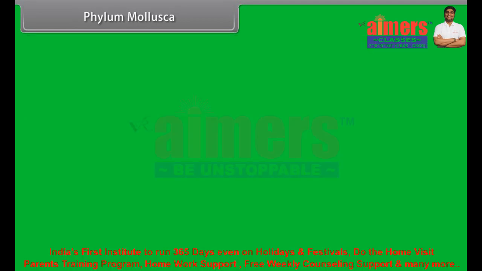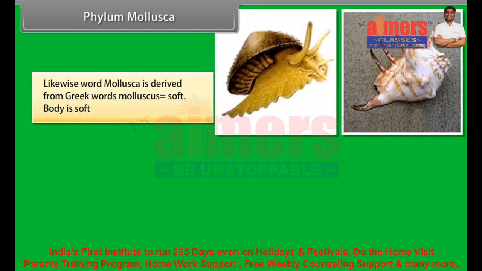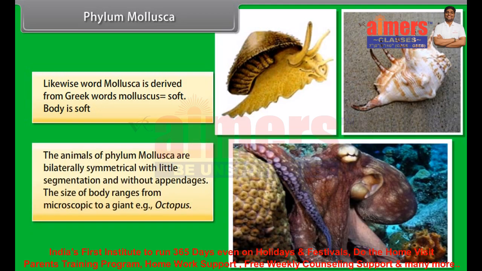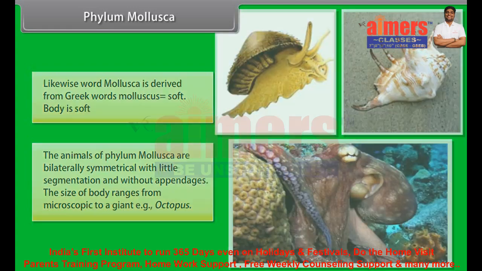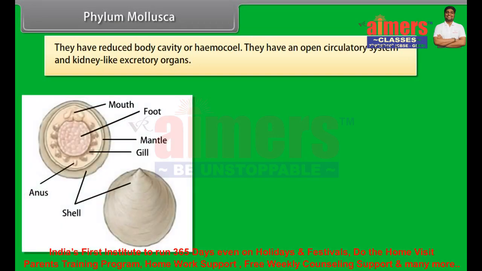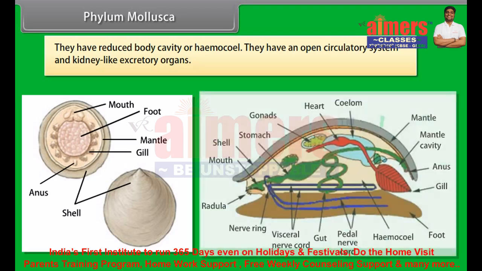Phylum Mollusca. Likewise, the word mollusca is derived from the Greek word molluscus, soft, as the body is soft. The animals of phylum Mollusca are bilaterally symmetrical with little segmentation and without appendages. The size of body ranges from microscopic to a giant, that is, octopus. They have a reduced body cavity or hemocoel. They have an open circulatory system and kidney-like excretory organs.